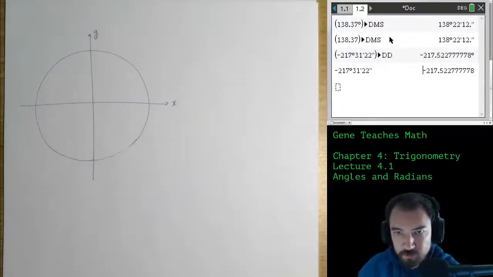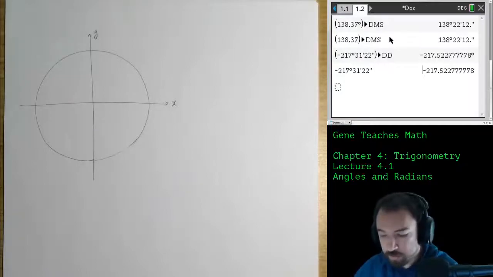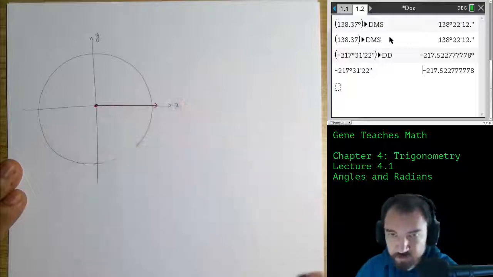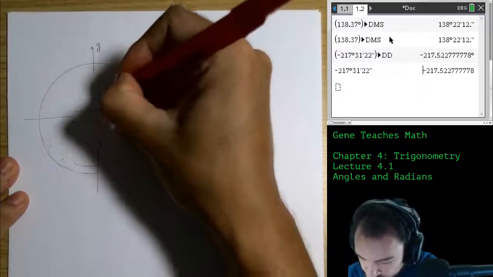So back to the circle. Now we get to talk about arc length. And so standard position angles, let's have the initial side here, and let's put a terminal side somewhere around here.